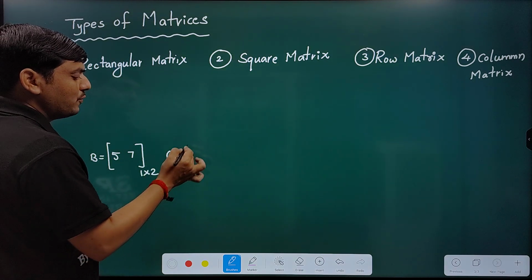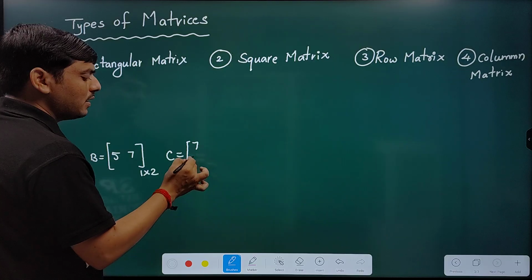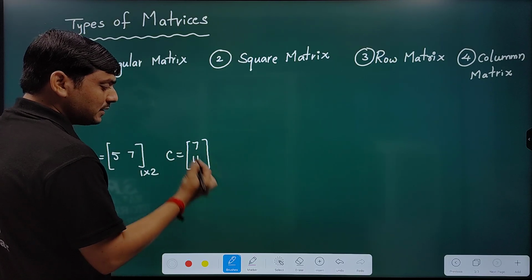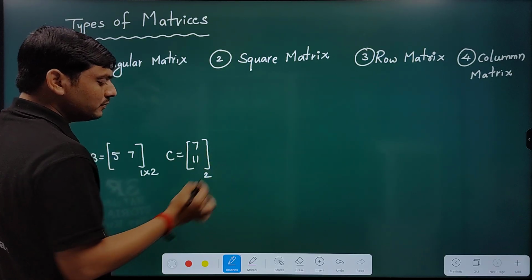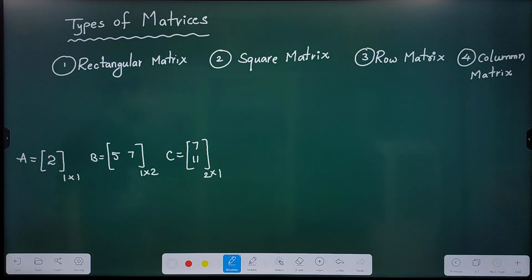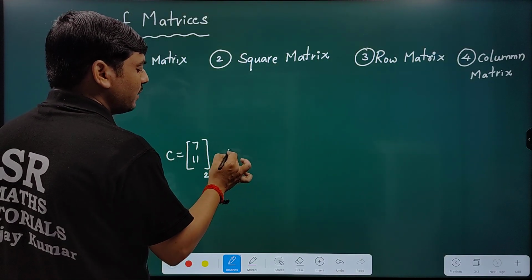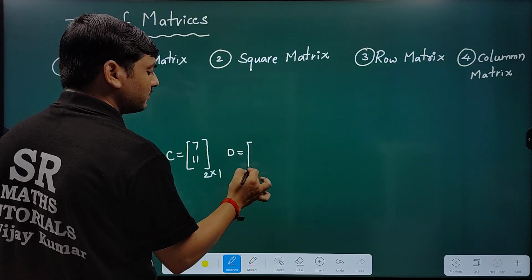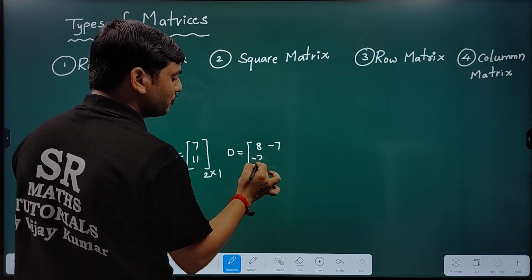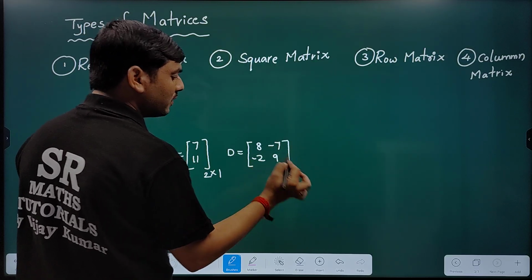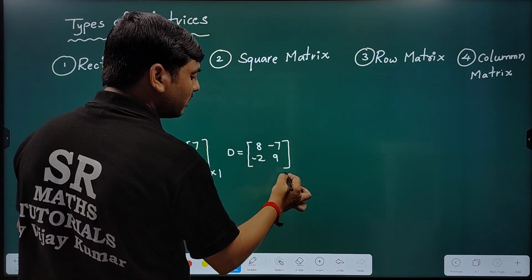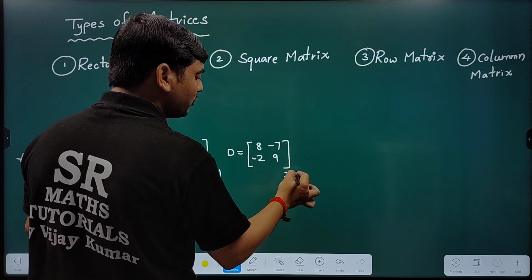Matrix C is equal to 7, 11. The order of matrix C is 2 rows and only one column, 2 by 1. And I am going to the D matrix: 8, minus 7, minus 2, 9. This capital D matrix has 2 rows as well as 2 columns, a 2 by 2 matrix.